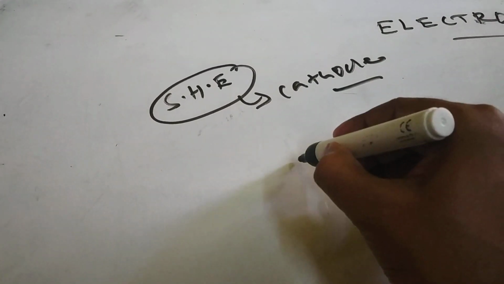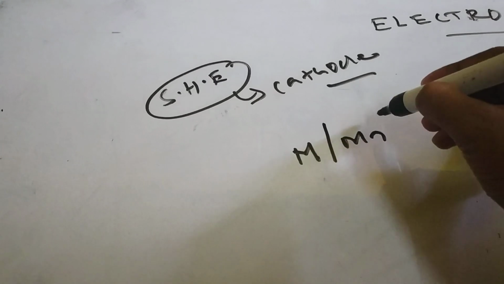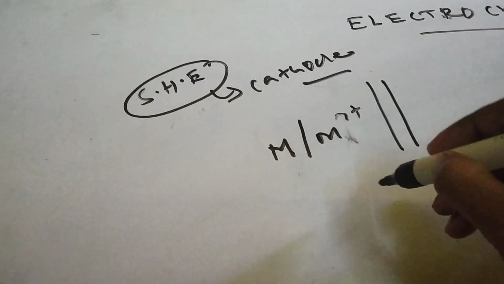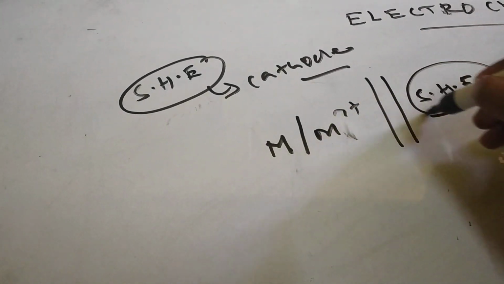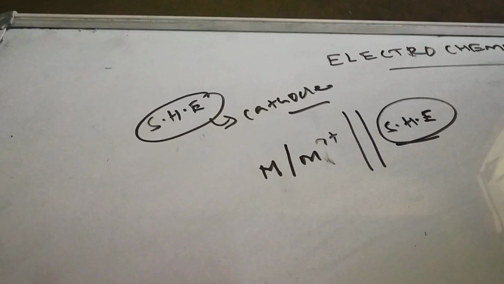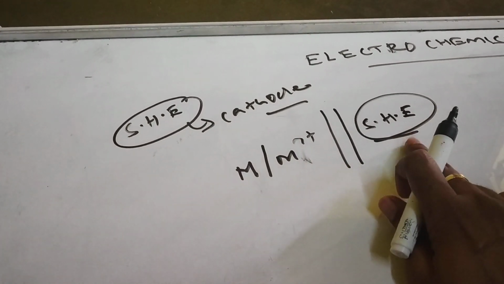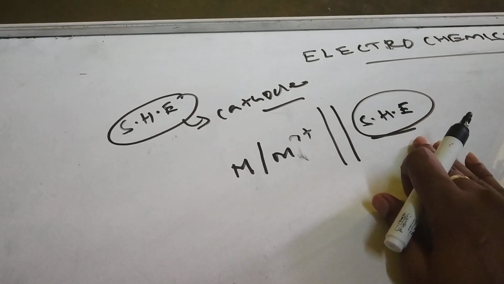And let's say I am taking a metal in which oxidation takes place, and this metal M undergoes oxidation, so M is converted to Mn+, and we are giving a salt bridge. Now on the left hand side we are using the SHE as a cathode, and this is a reference electrode, and we know the potential value of SHE, either it is cathode or anode, its potential value is always 0.